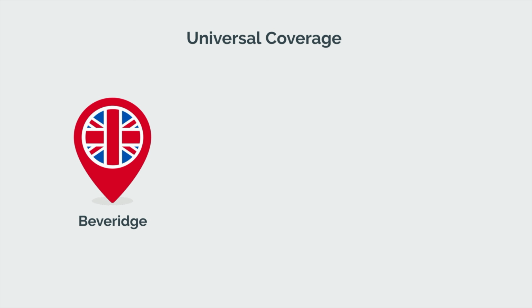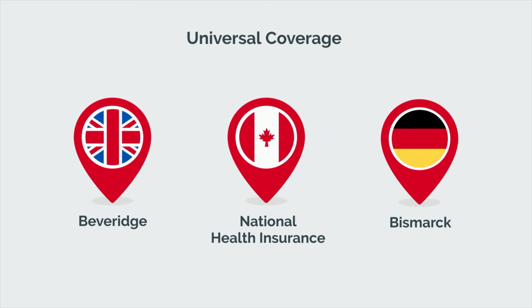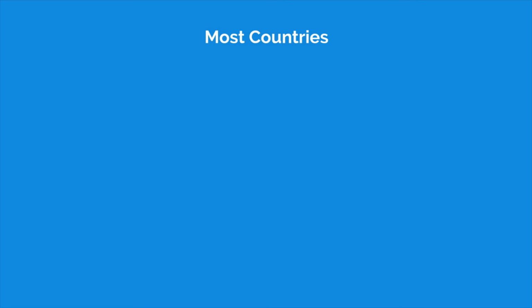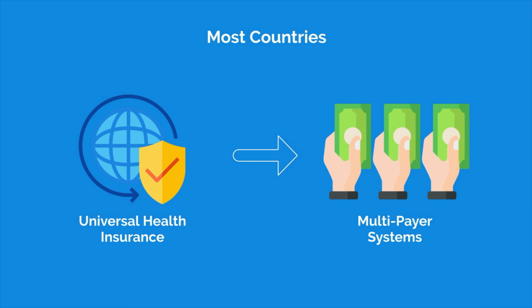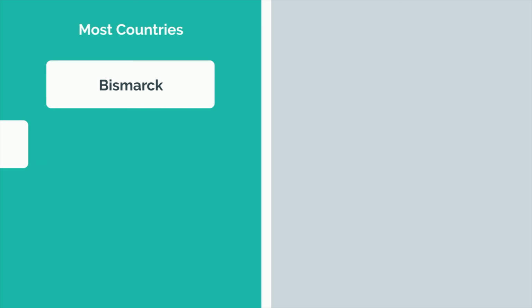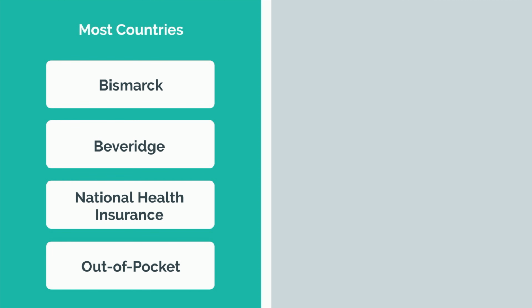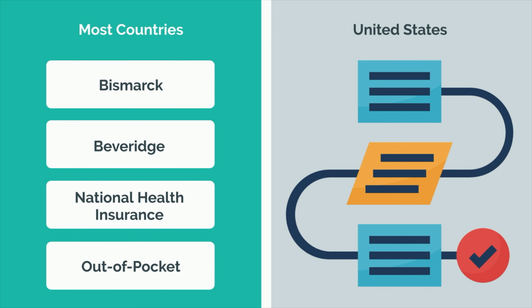Note that universal coverage is an intended feature of all three of these models, and it can in fact be achieved in systems that are not single-payer models, despite what you may hear from policymakers. In fact, most countries with universal health insurance programs rely on multi-payer systems. Most of these countries use a hybrid of these four models implemented uniformly across the nation's borders. The United States is fundamentally different and more complicated.